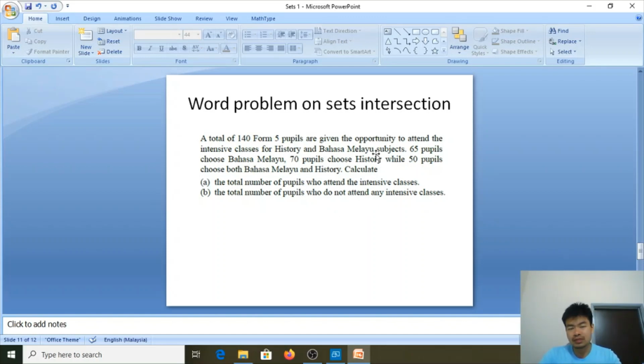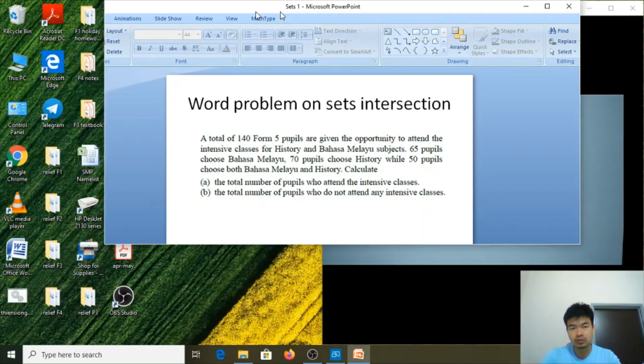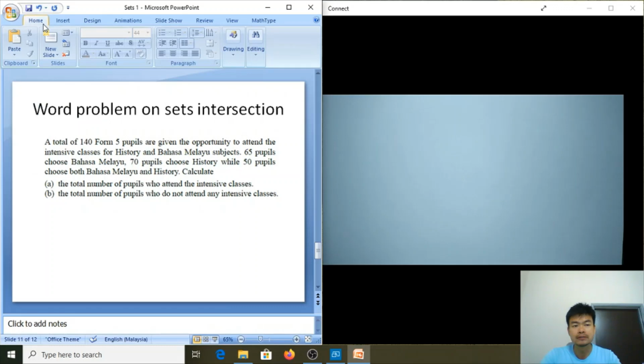Now I'm going to write down the information in the form of a list so that you can see much more clearly. The question is easy, just that you have to be careful, and I'll show you where the common mistake pupils often make during solving these kinds of questions.